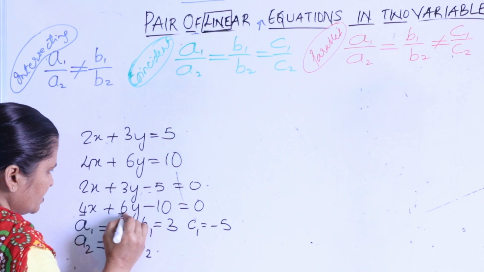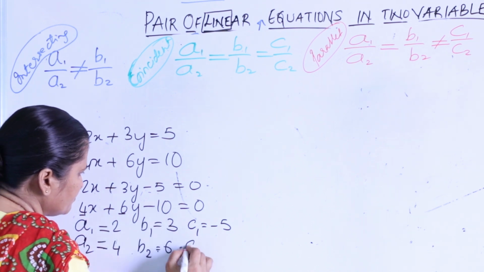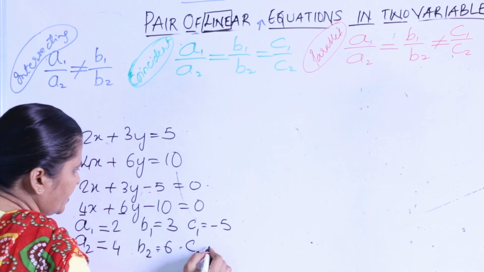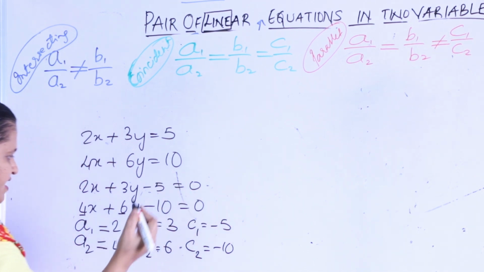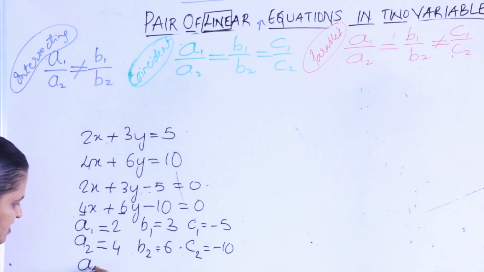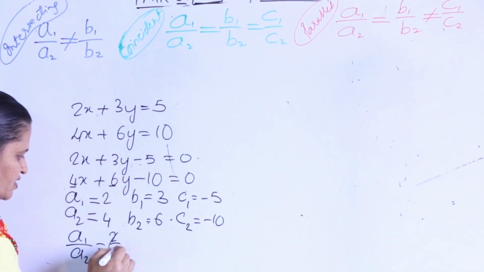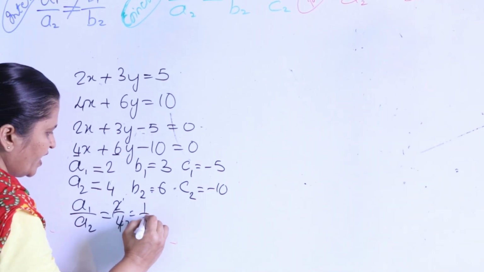B2 is 6. C2 is minus 10. Yes, minus 10. Now, first we will find the ratio separately and then compare. Okay. So, first we will see A1 by A2. What is it? We must bring it to the simplest form. 2 by 4. Simplest form is 1 by 2.